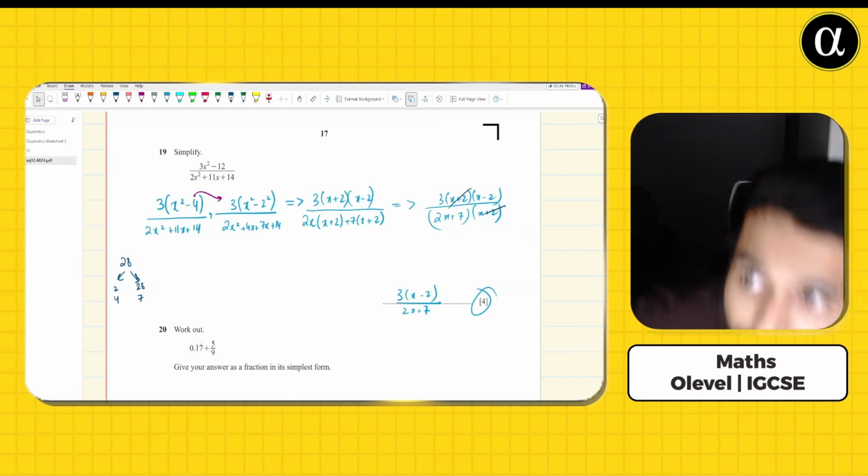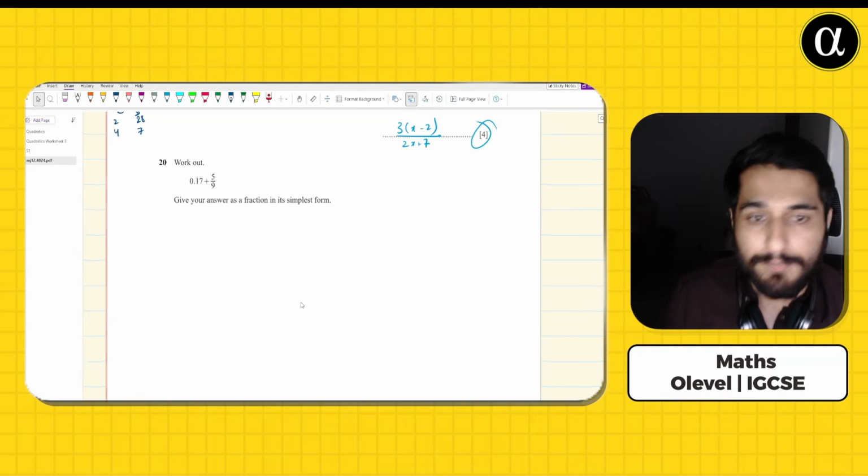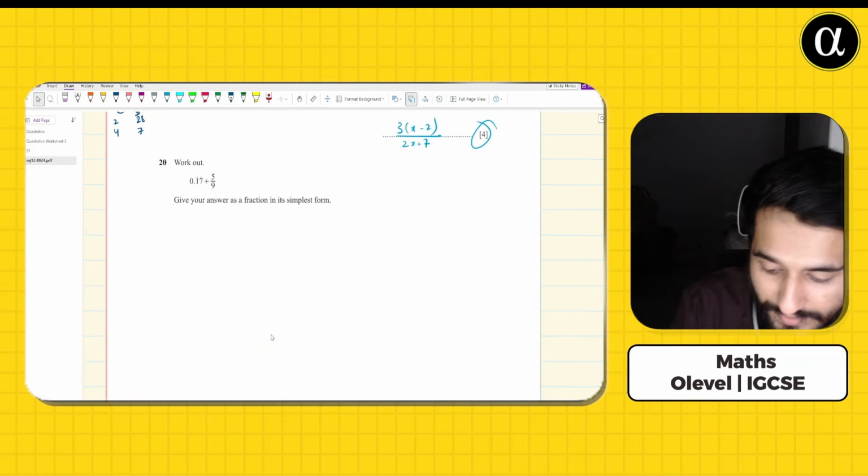Now, question number 20 states that we are supposed to work out this particular part, and this seems to be a question of recurring decimals. Now, what does recurring decimal tell us?